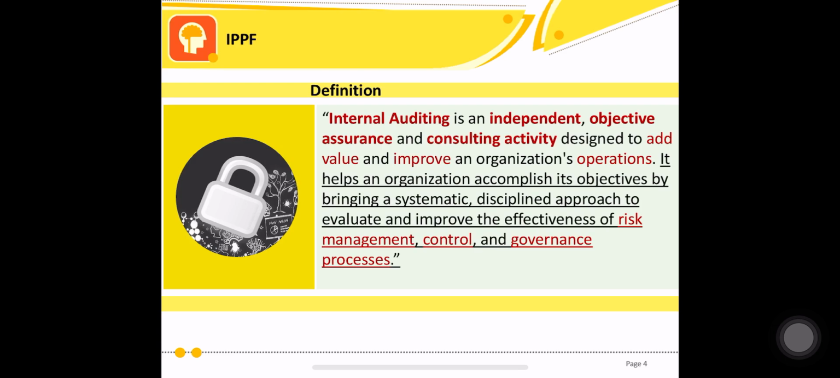And the focus of our topic will be again on the second sentence. It helps an organization accomplish its objectives by bringing a systematic, disciplined approach to evaluate and improve the effectiveness of risk management, control, and governance process. So as you have noticed, we already have discussed governance process, and we're done with risk management. We had 2 videos about that, and the sole focus of this video and succeeding videos will be under control.